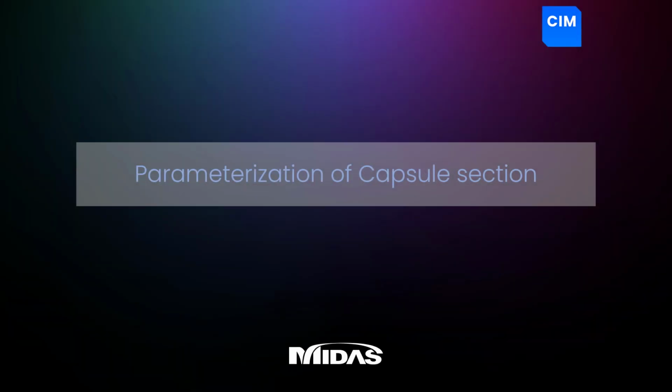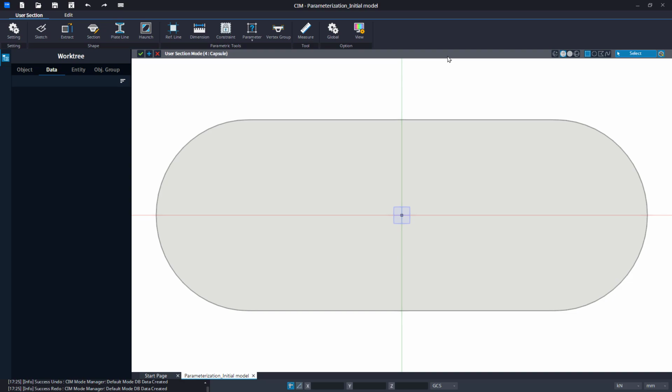In this video, we will learn how to parameterize a capsule type of section in the user section mode of CIM. So currently we are in the user section mode of CIM where we have already defined a capsule type of section having a horizontal length starting from this portion to this portion. We are having the length of 2000 millimeters while the radius for this arc is 600 millimeters.